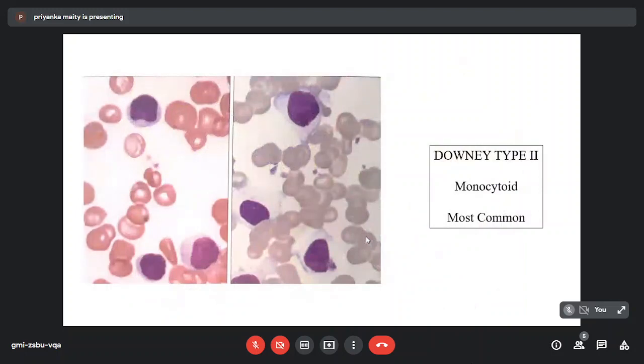These atypical lymphocytes are Downey type 2. They have monocytoid appearance with abundant basophilic cytoplasm and large oval or irregular nuclei. These are the most common type of atypical lymphocytes found in infectious mononucleosis.